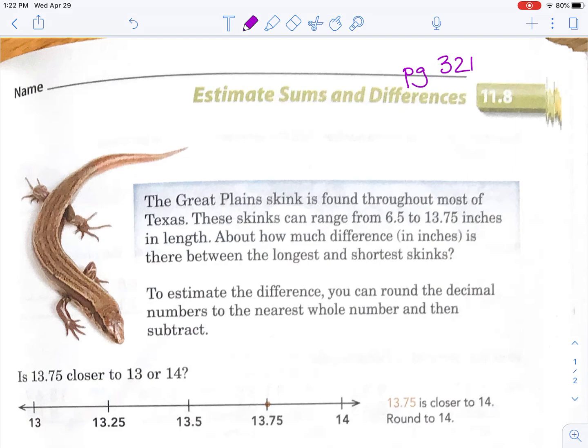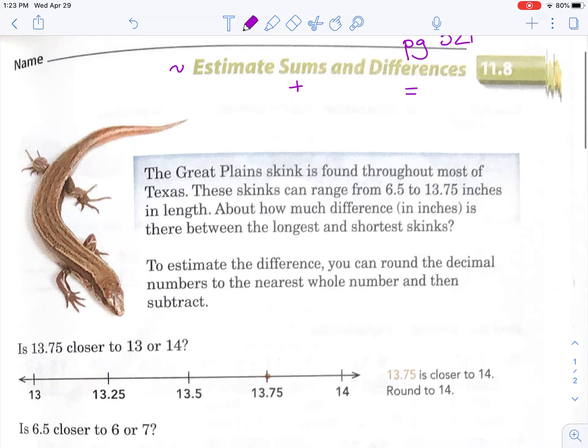Estimating sums and differences. What's a sum? The answer when you add things together. What's the difference? The answer when you subtract something. So we are going to estimate. And what is estimate? That's rounding.